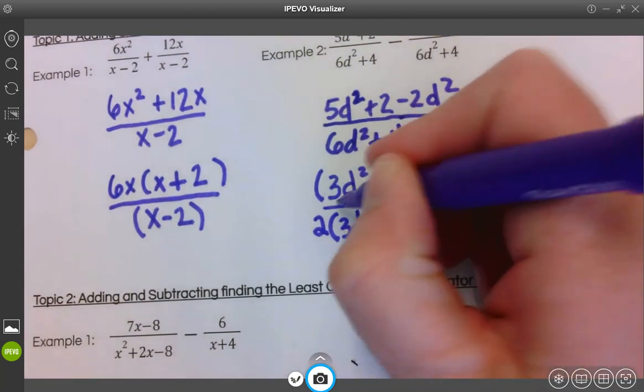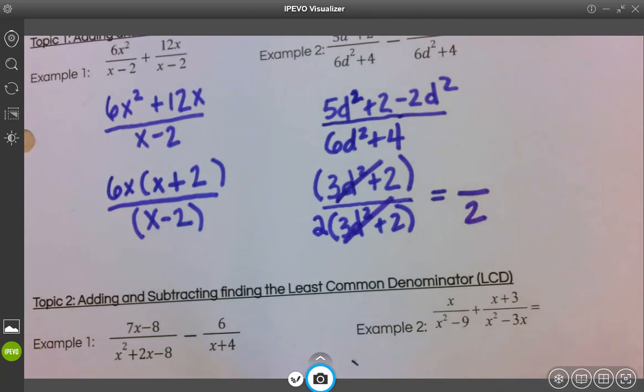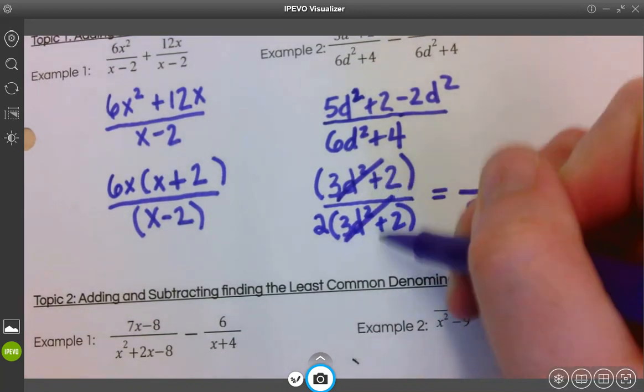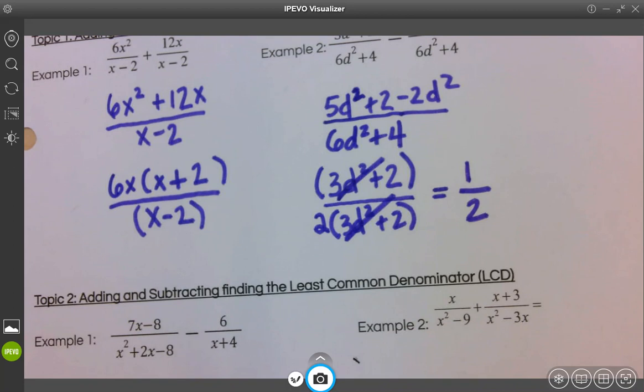All right, so this cancels, I have a 2 in the denominator. What's in the numerator? 1. It is 1. So remember, when you divide something by itself, it makes 1. It doesn't make 0. So 1/2 is your answer. Some of you look like you don't believe me, and that's okay. I just want you to ask a question. You could say, why can't you cancel this out? Or why could you cancel that out?